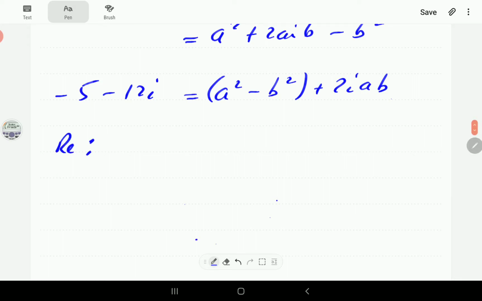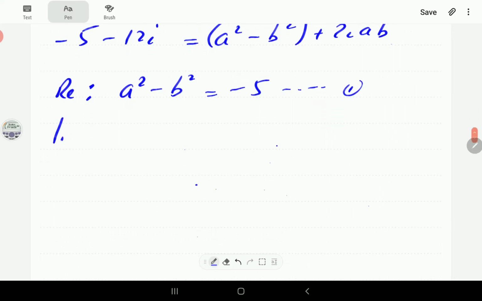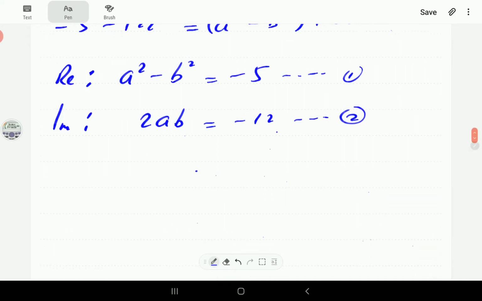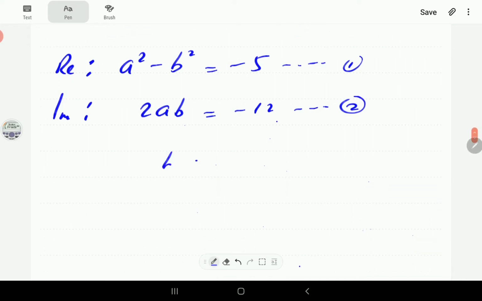If we take the real components, on the right hand side we've got a squared minus b squared, and on the left hand side we've got minus 5. Let's call this equation 1. Then balancing the imaginary, on the right hand side we've got 2ab, and on the left we have minus 12. So we've got two equations, two unknowns. They are not linear, but we can surely solve them. If we make b the subject of the formula in 2, we have negative 6 over a.